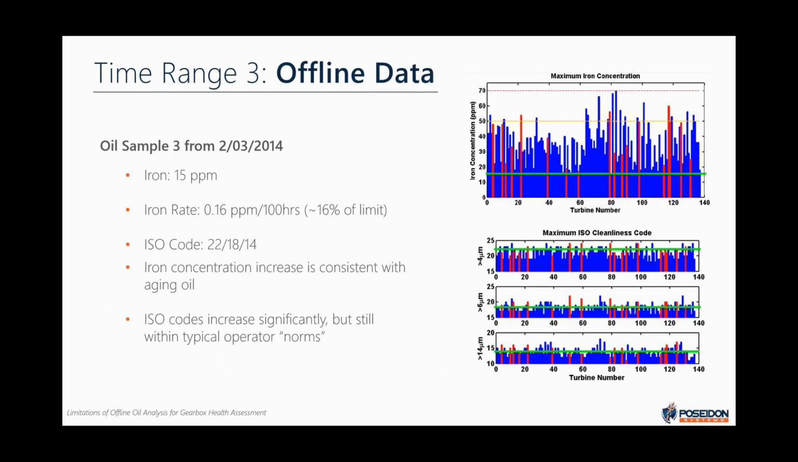This iron concentration and iron rate are still both far below the alarm limits, and while the ISO codes increased significantly from the last sample, they're still within the normal operating range that we're seeing from all the other wind turbines in this data set.